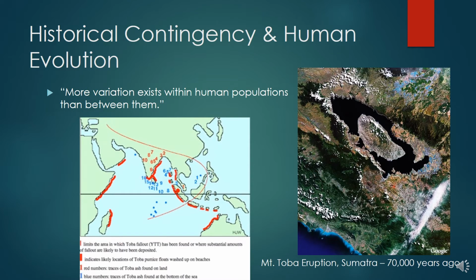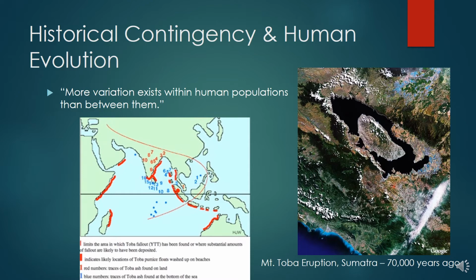Now, when we look at the evolution of anatomically modern humans and the expansion worldwide, one of the important things that we have to consider is the impact of historical contingency on human evolution. Specifically, I'm talking about the eruption of Mount Toba in Sumatra around 70,000 years ago.